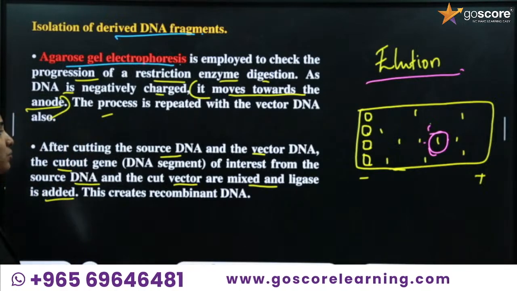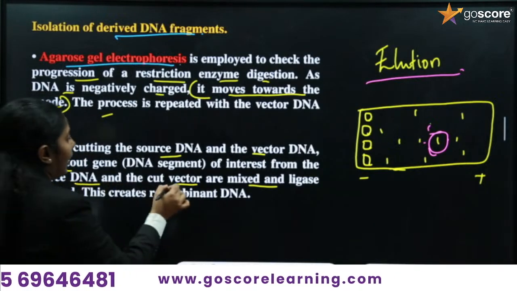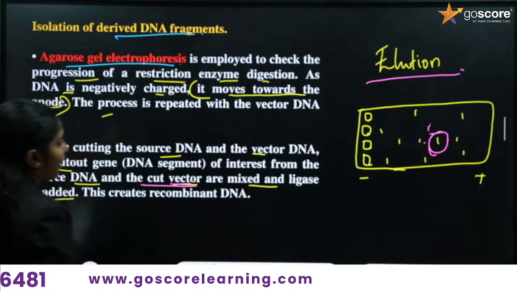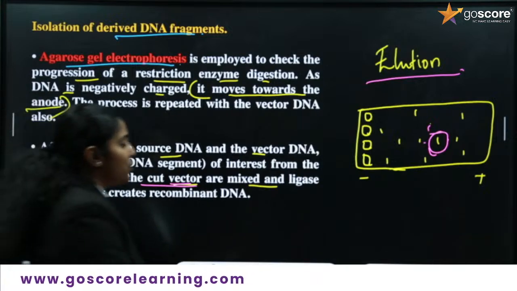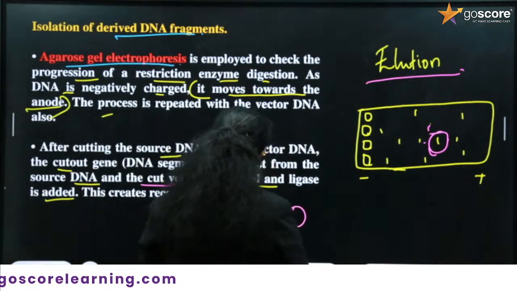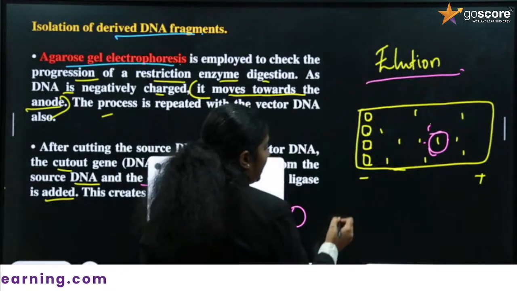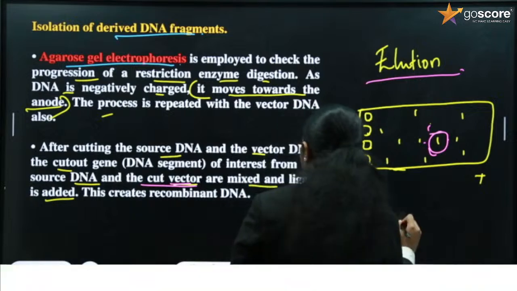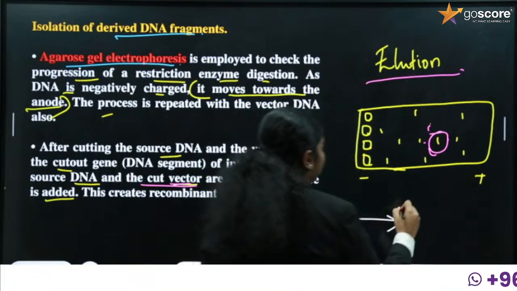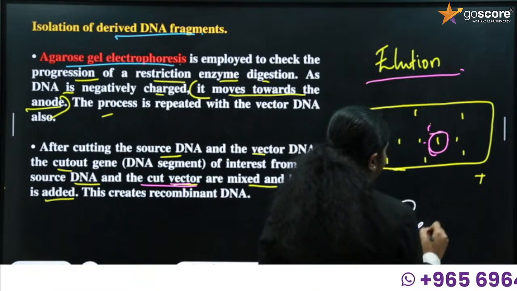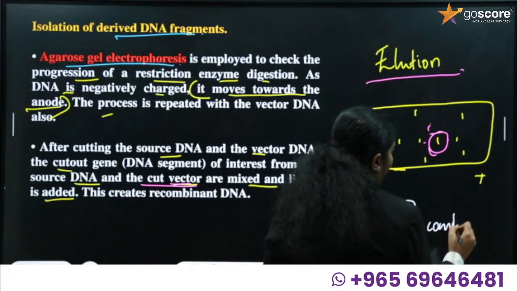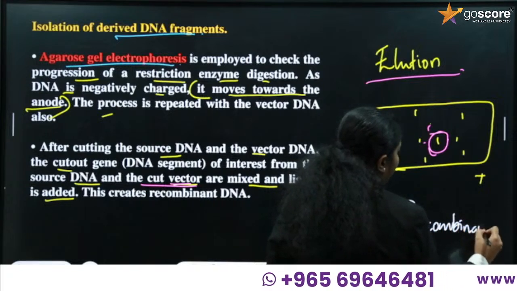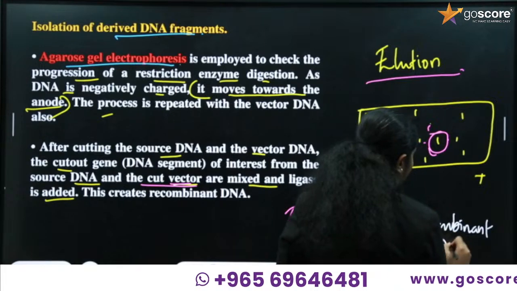Then what is the next process? That DNA along with the vector DNA has to be mixed together. So I have a DNA here and also a vector DNA here. This has to get mixed. Why does it have to get mixed? It has to get mixed to form the recombinant DNA.